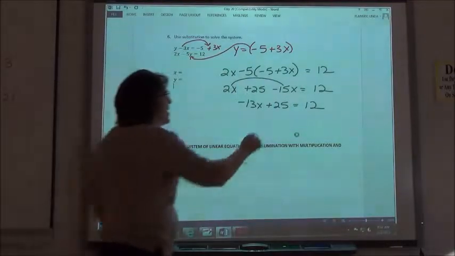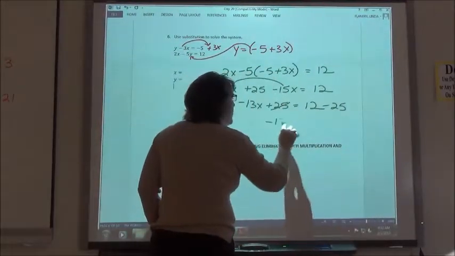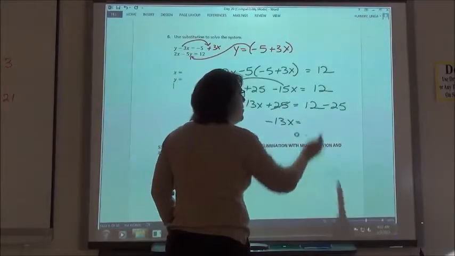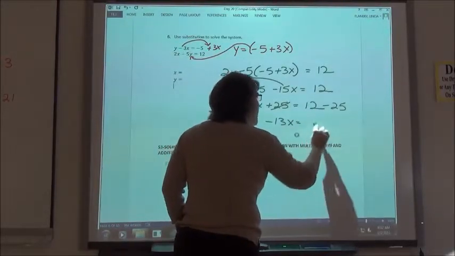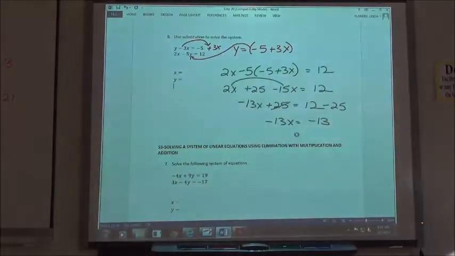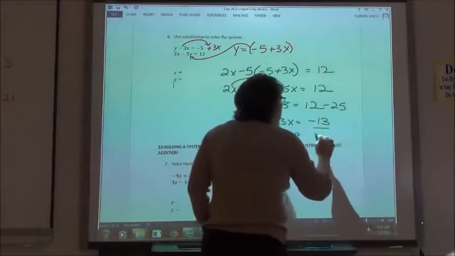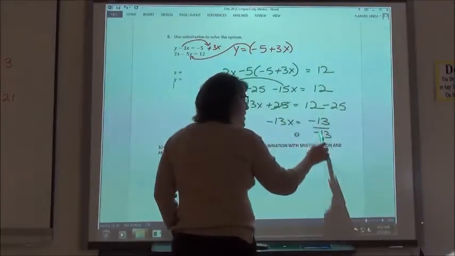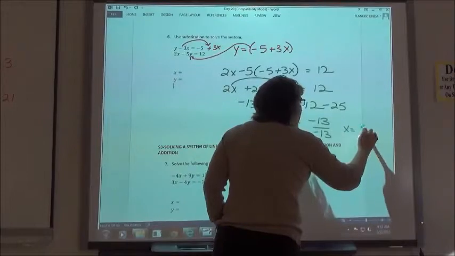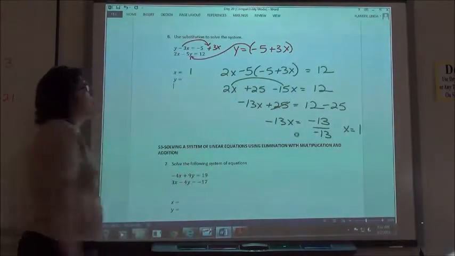Solving that, I am going to subtract my 25. So negative 13x is going to equal 12 minus 25, which would be negative 13. Then, of course, my last step, just dividing by my coefficient of negative 13. Negative divided by negative gives me a positive, and 13 divided by 13 is 1. So x is going to equal 1.